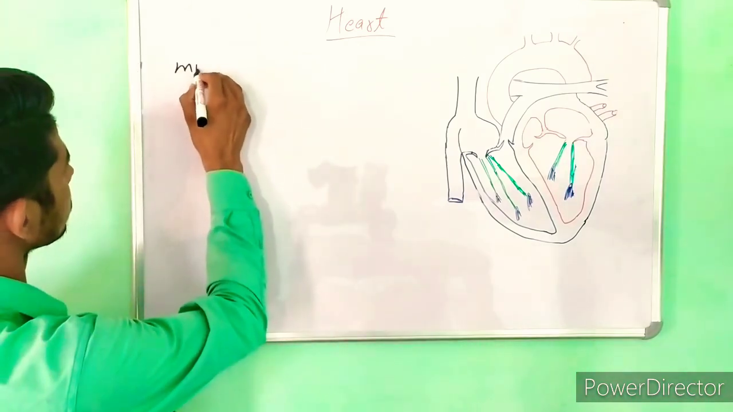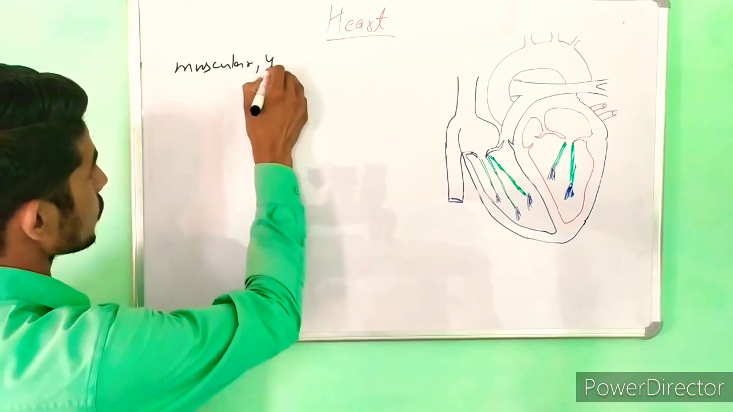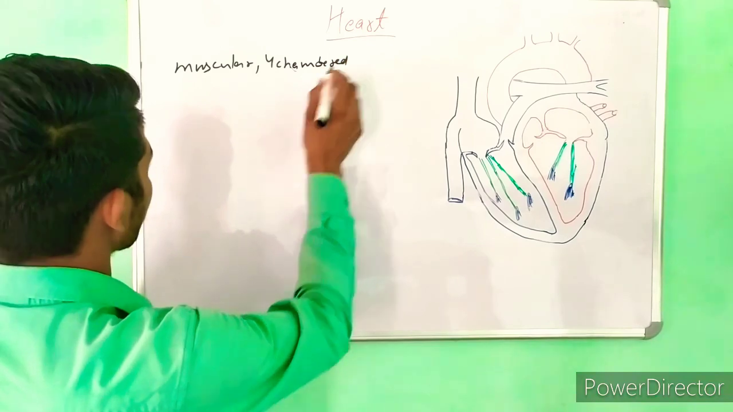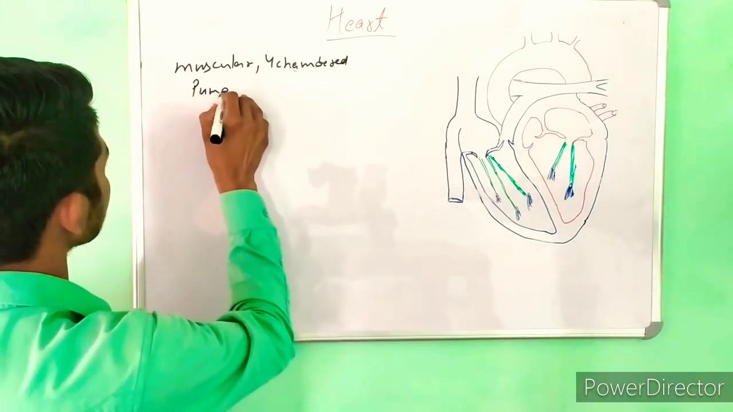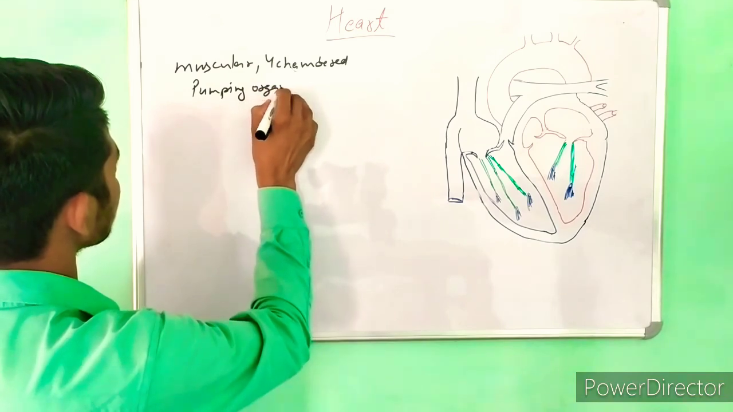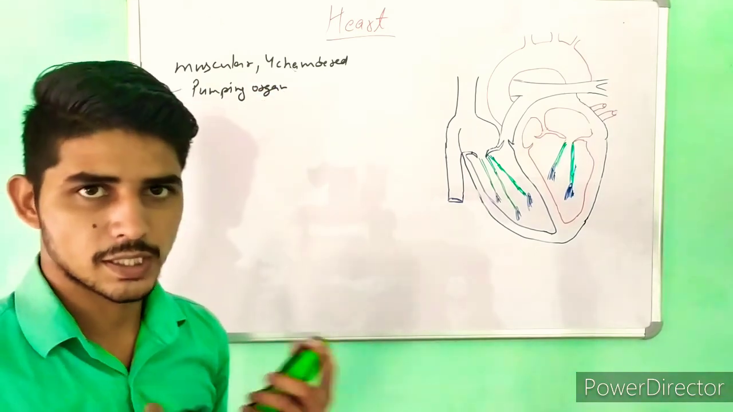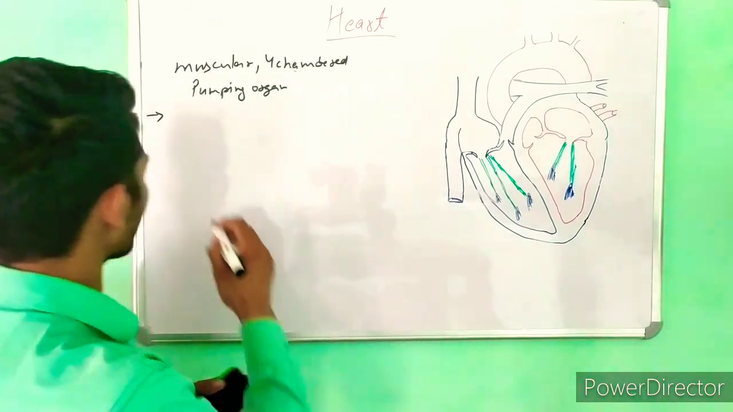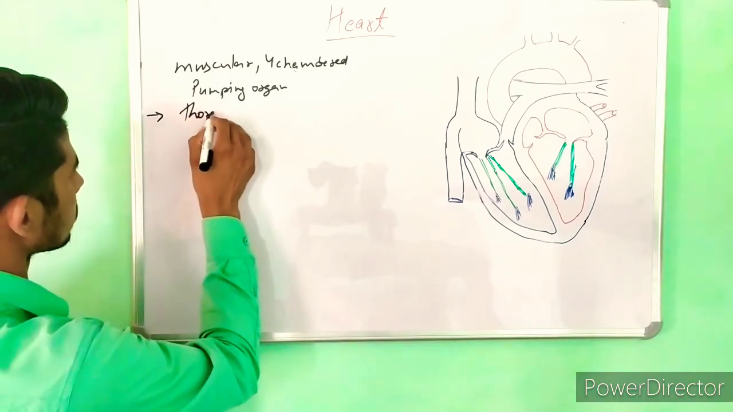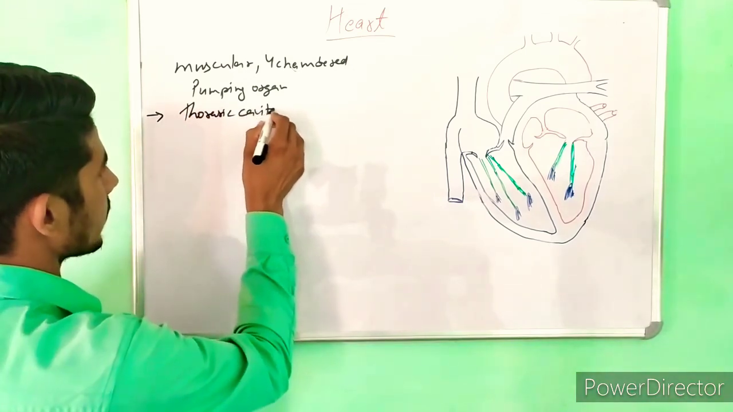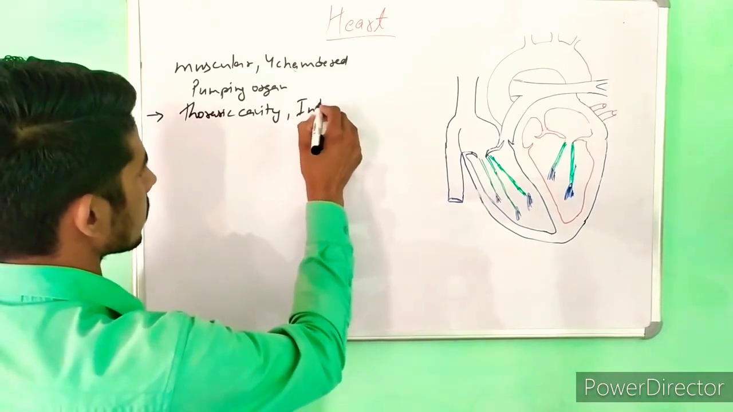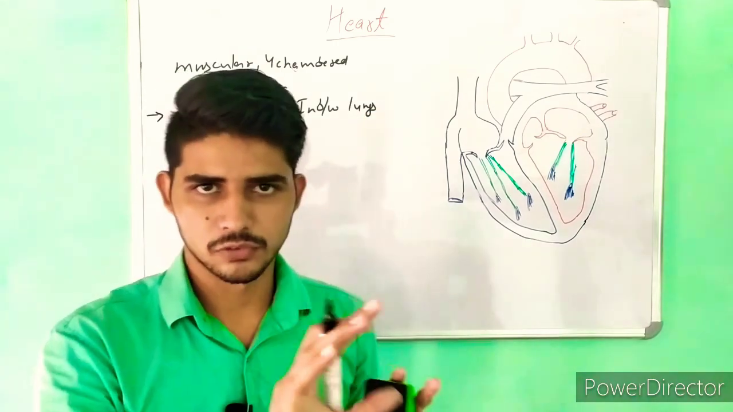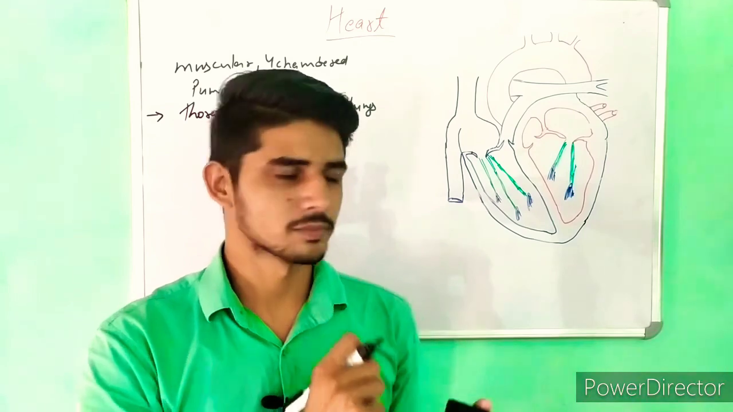Heart is a muscular, four-chambered pumping organ, which is present in our thoracic cavity. Thoracic cavity is the cavity enclosed by our ribs. So it is present in the thoracic cavity in between the lungs, but slightly tilted to the left, not in the middle.